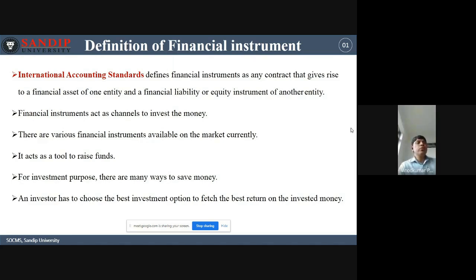So for investment purposes, there are many ways to save money. Various ways are there, and the investor has to choose the best investment option to fetch the best return on the invested money. So suppose an investor, what is the main objective behind the investment? What is the main objective of the investor?